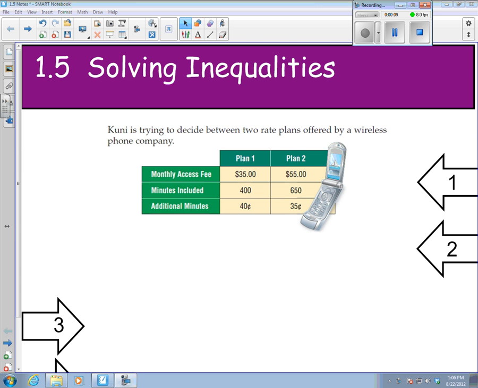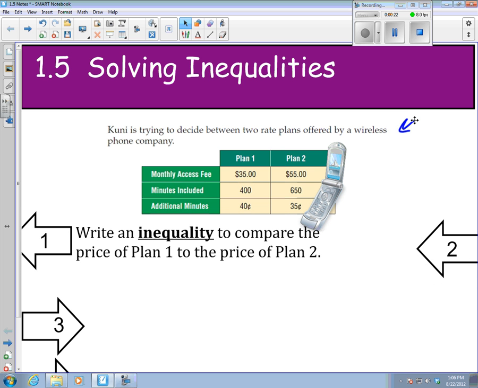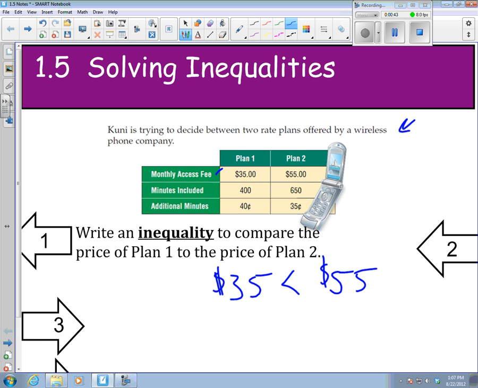We're going to use this problem right here, talking about wireless plans and comparing them using just simple inequalities. First of all, it says write an inequality to compare the price of plan 1 to the price of plan 2. Just looking at the monthly access fee, plan 1 is $35. Plan 2, excuse me, it's $55. Well, if you're not going to use a lot of minutes, 35 is less than 55. So that would be the better plan to go with.